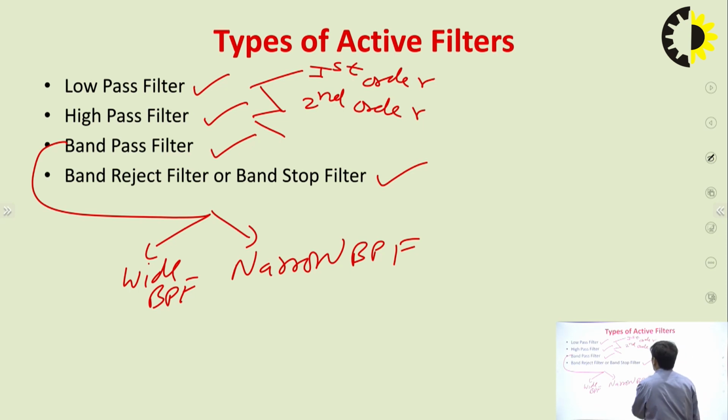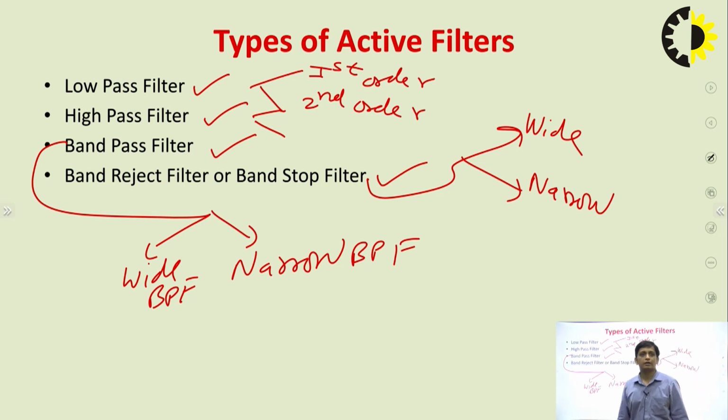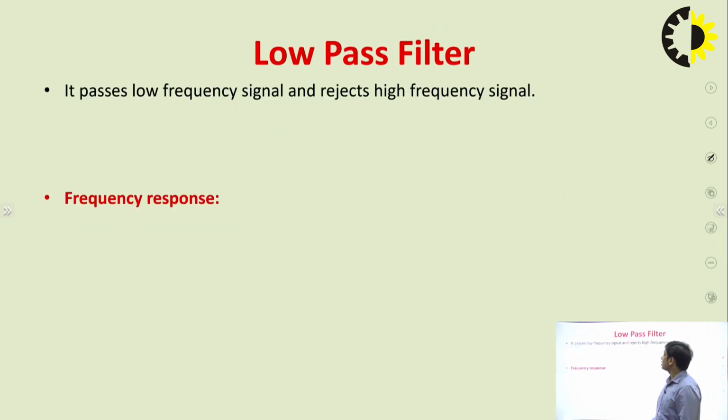Similarly, in band reject filters, there are 2 categories. The first one is wide band reject filter and the second one is narrow band reject filter, right? So here I am just going to discuss the frequency response of these filters. So starting with the low pass filter.